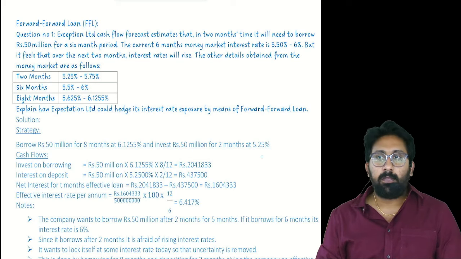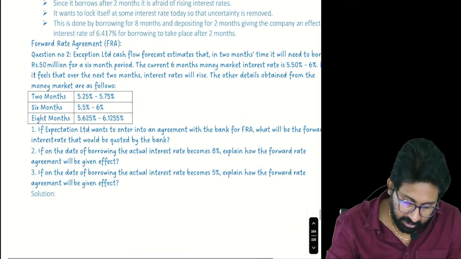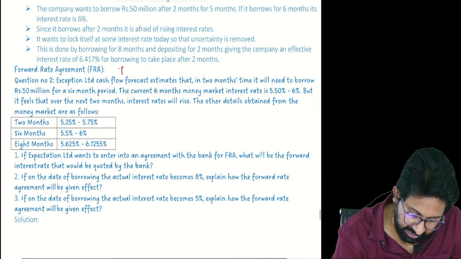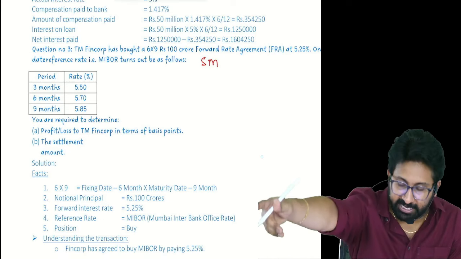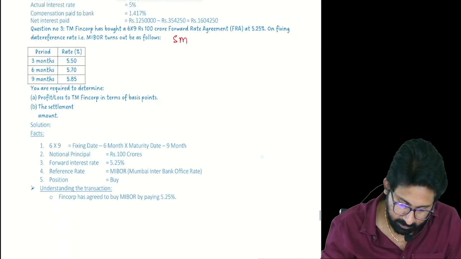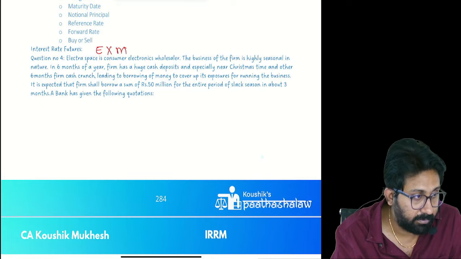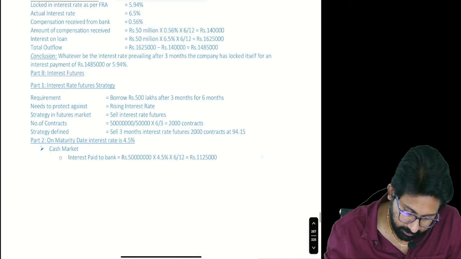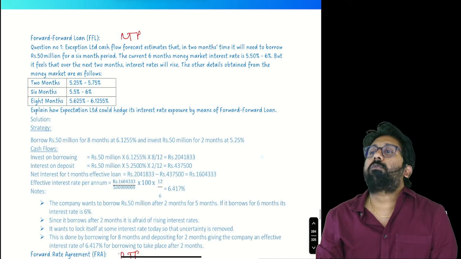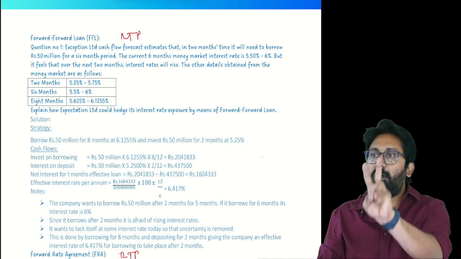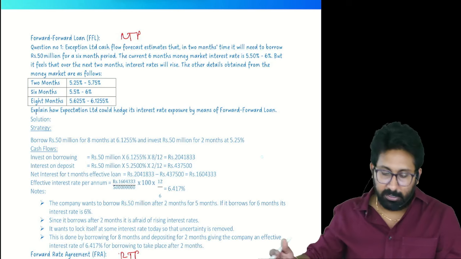This is an RTP question. This is an RTP question. This is a study material question. Second question in your study material. This is an exam question. Let us do these 4 questions. Sir, what do these 4 questions cover? These 4 questions will cover forward loan, forward rate agreement, interest rate futures. Shall we do it together? Let's start.